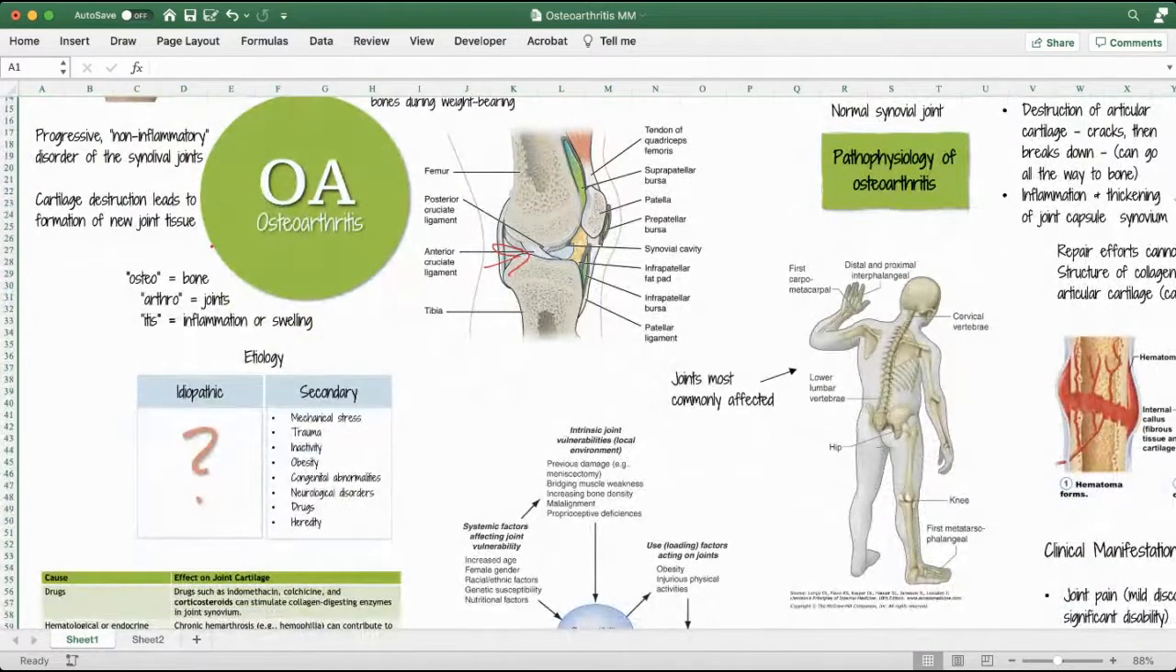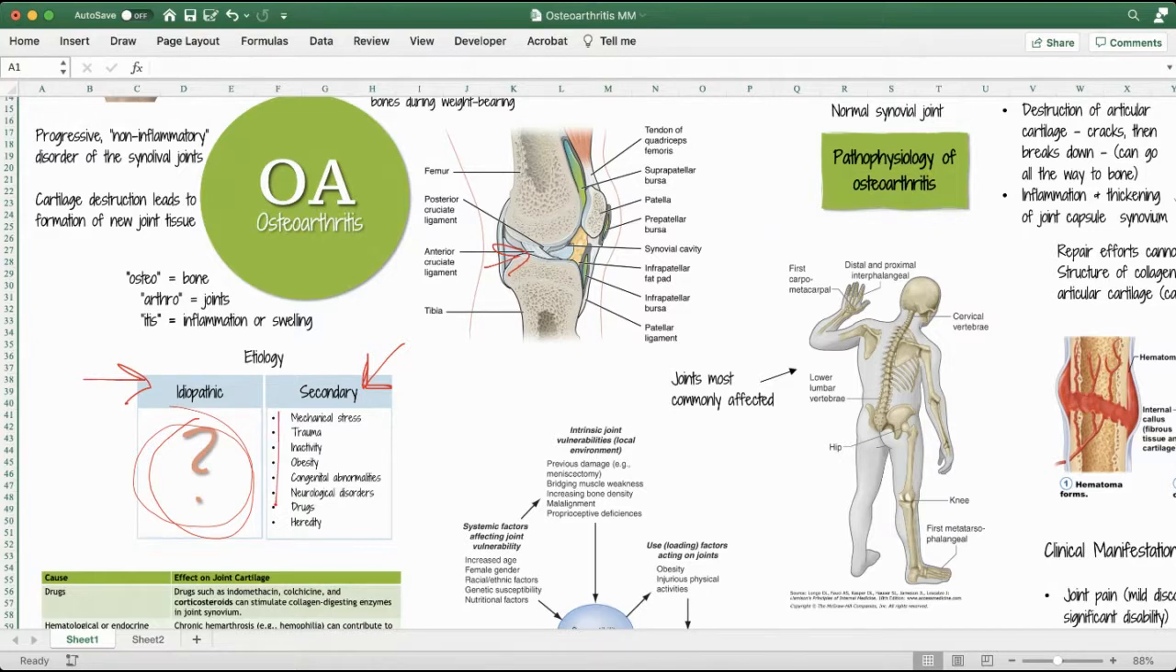The etiology of osteoarthritis. Primary osteoarthritis, you know that primary or idiopathic is on its own. It wasn't caused by another disease. Secondary is caused by something else. So when somebody has idiopathic osteoarthritis, we really don't know what is causing that. There really isn't evidence one way or the other. Secondary osteoarthritis can be caused by a number of things, and there's a nice little list here for you.